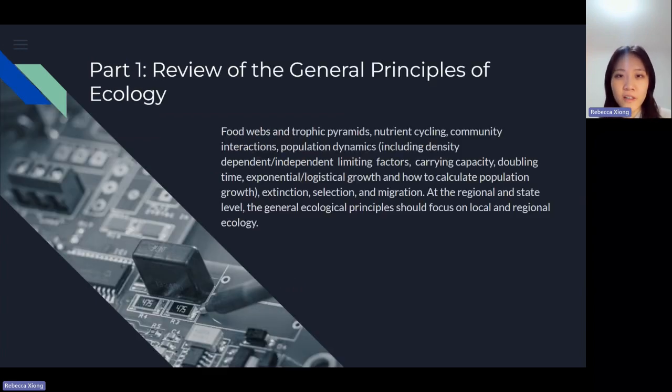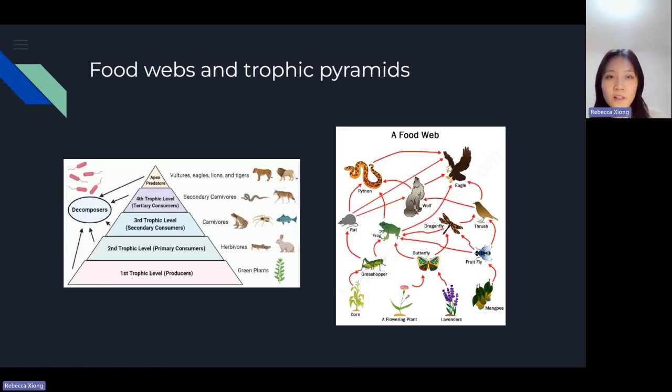Okay, so for part one, the review of the general principles, in the rules, they are listed. I've just put them here. I won't read over them because we'll go through one by one. But at the regional and state level, it will focus more on local and regional ecology, which is important too, because that varies by the region. So the first foundational concept is just understanding very thoroughly the idea of a food web and a trophic pyramid.